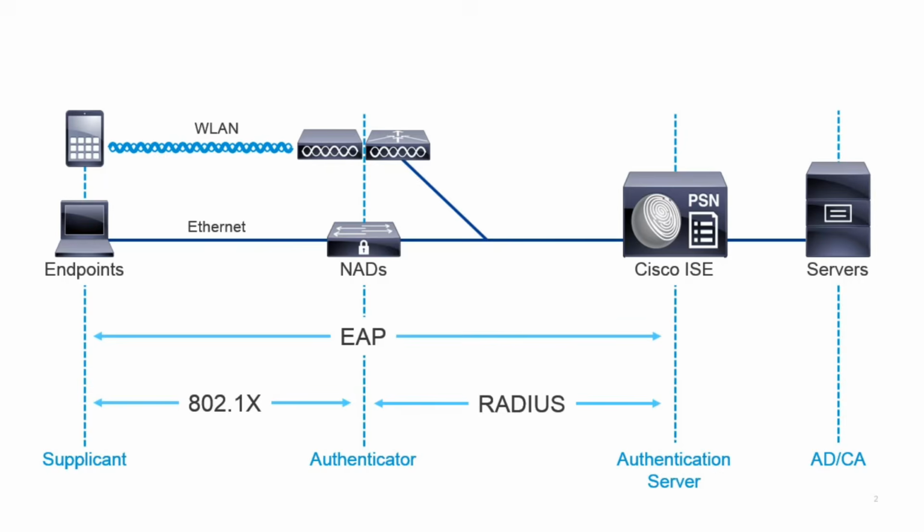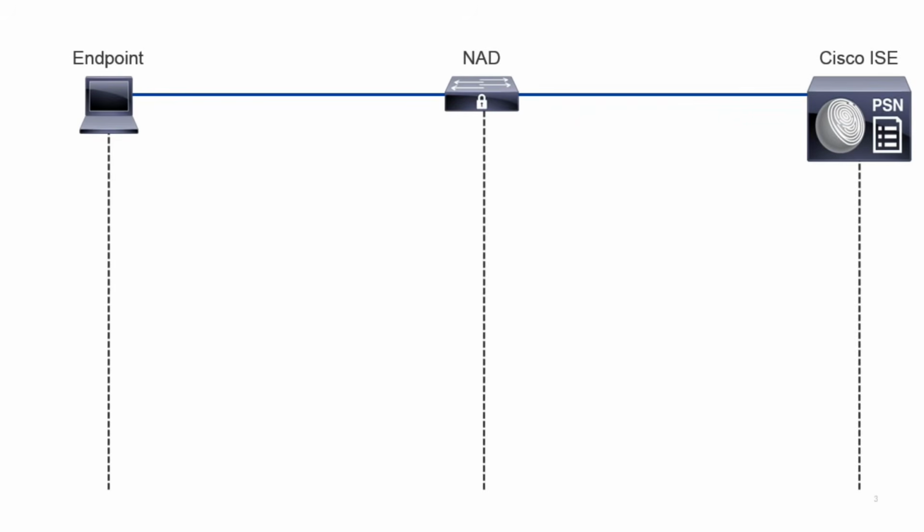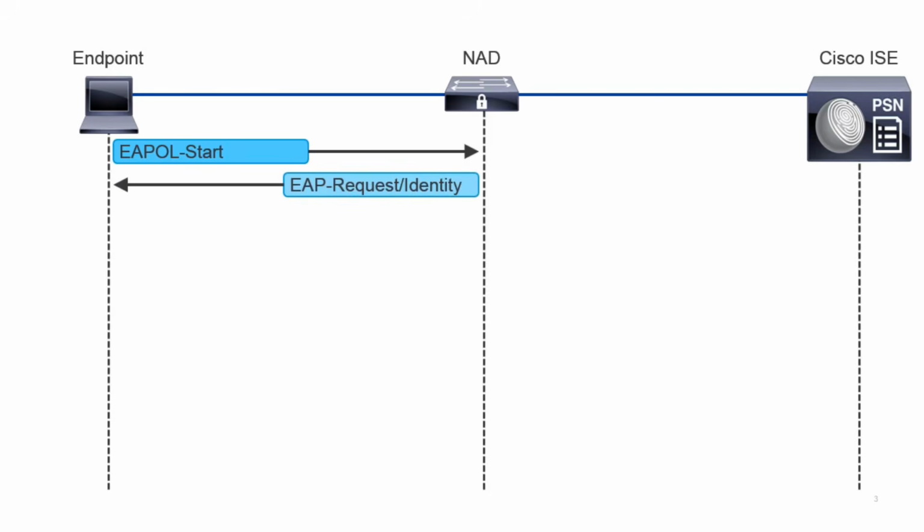We should zoom in to get a bit more detail about this communication process. Either supplicant or authenticator can initiate authentication. In this example, the supplicant initiates by sending an EAP over LAN, or EAPOL, start message. The authenticator requests client identity with an EAP request identity frame, and the supplicant responds with an EAP response identity frame. Now, here's where the authenticator begins to serve an intermediary role.